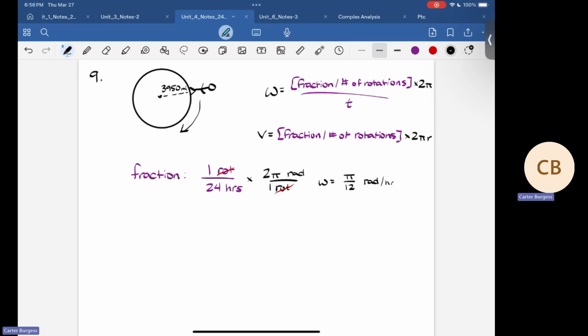And then for my linear speed, doing the exact same thing, taking my fraction, 1 rotation every 24 hours, and multiplying it by the fact that each rotation gives me 2 pi times 3950 miles, again, per that 1 rotation. I'm not going to clean this up too much. I'll clean it up a little bit. That should give us 1975 over 6 pi miles per hour.